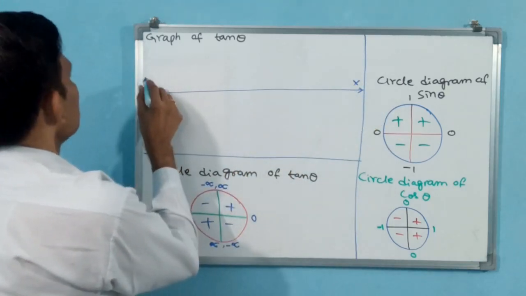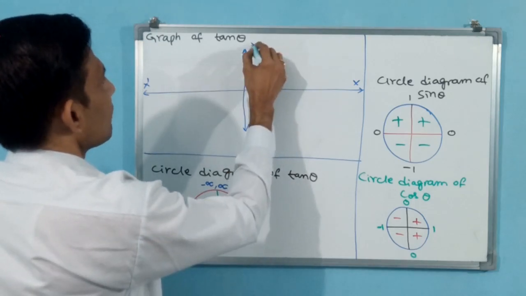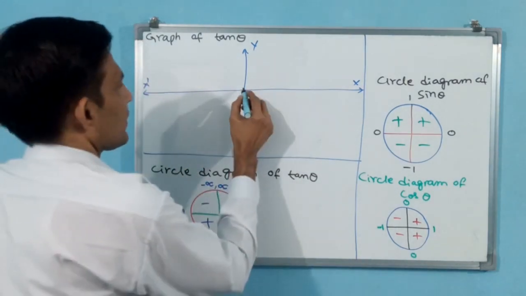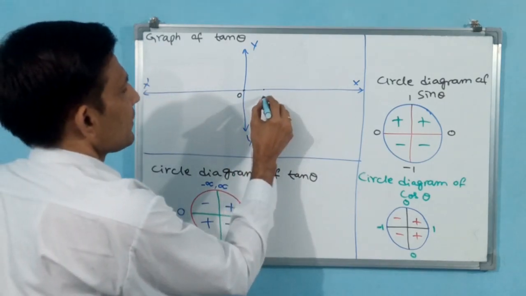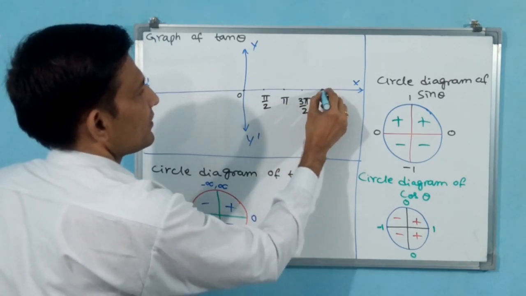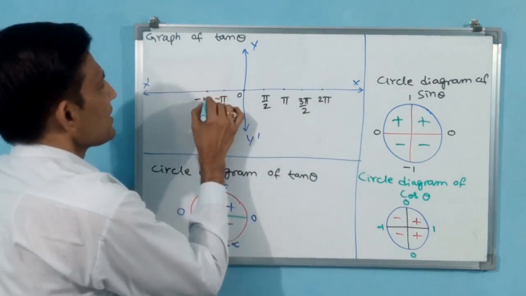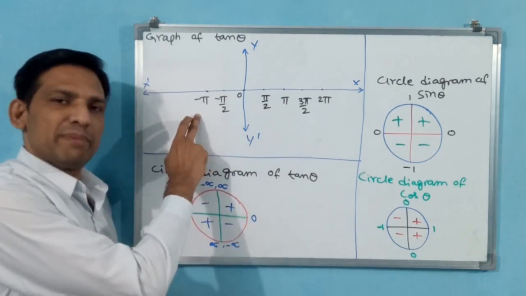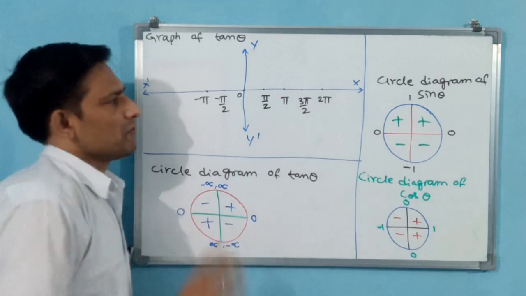X dash, y dash. Okay, this is common. Now you see this is 0. Pi by 2, pi, 3 pi by 2, 2 pi, minus pi by 2, minus pi. See, from tan theta onwards, let us draw up to pi only, minus pi only for the graph. Okay, that is enough. Up to 2 pi, positive side we will draw.